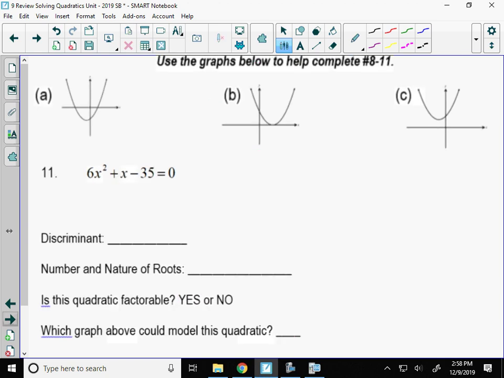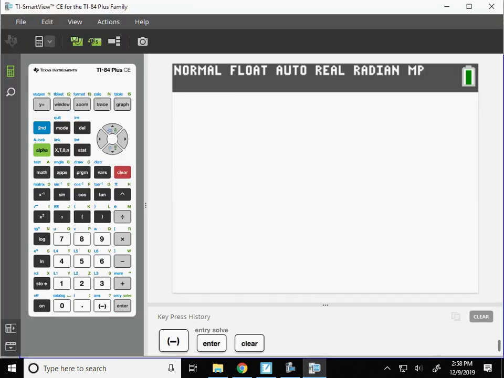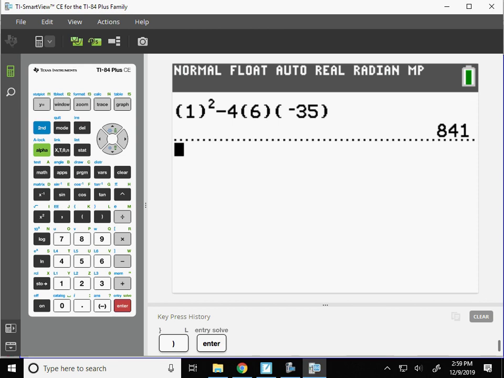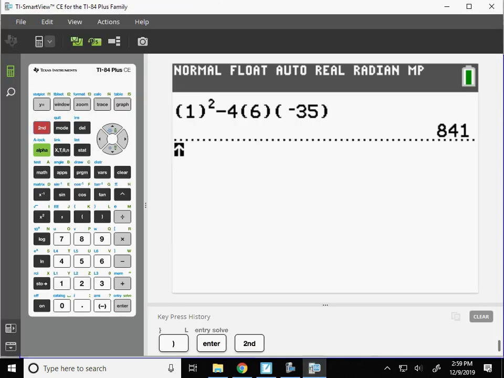Finally, number 11. Calculate our discriminant one more time. We are in standard form. So let's see, I have b squared, so 1 squared minus 4 times 6 times negative 35. Those numbers are a little bit big for my head today. So 1 squared minus 4 times 6 times negative 35 is 841. That's not a perfect square we use every day, but let's see if it is.